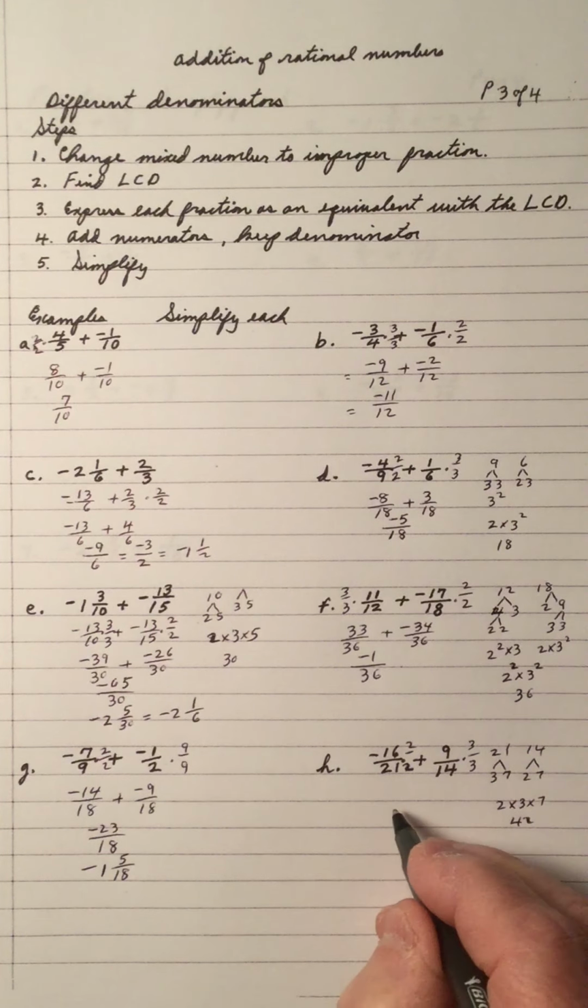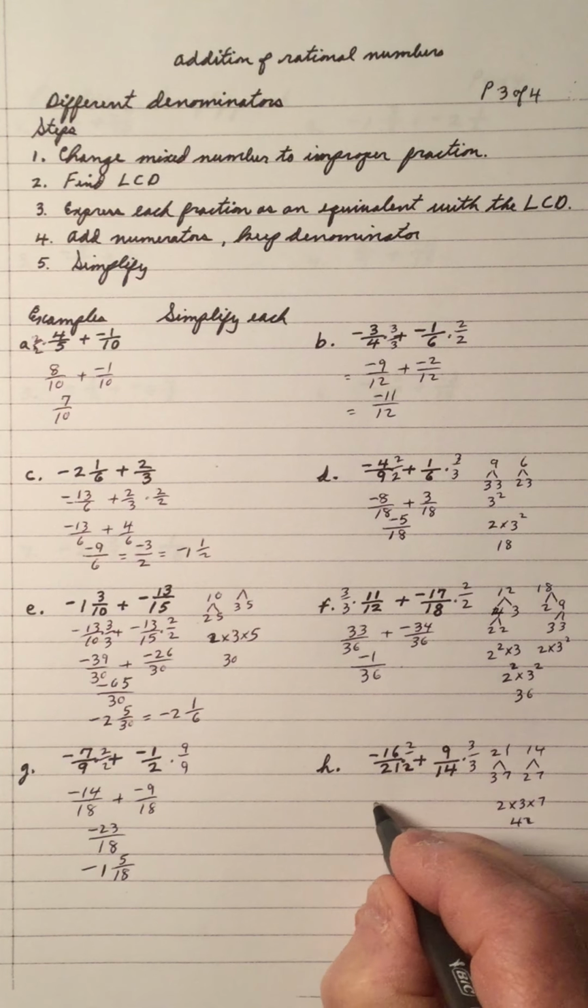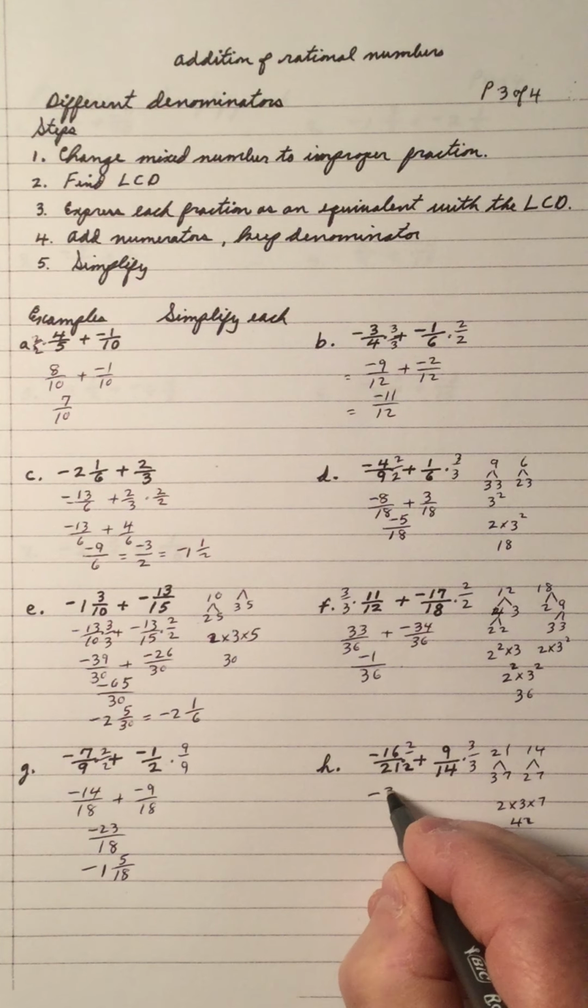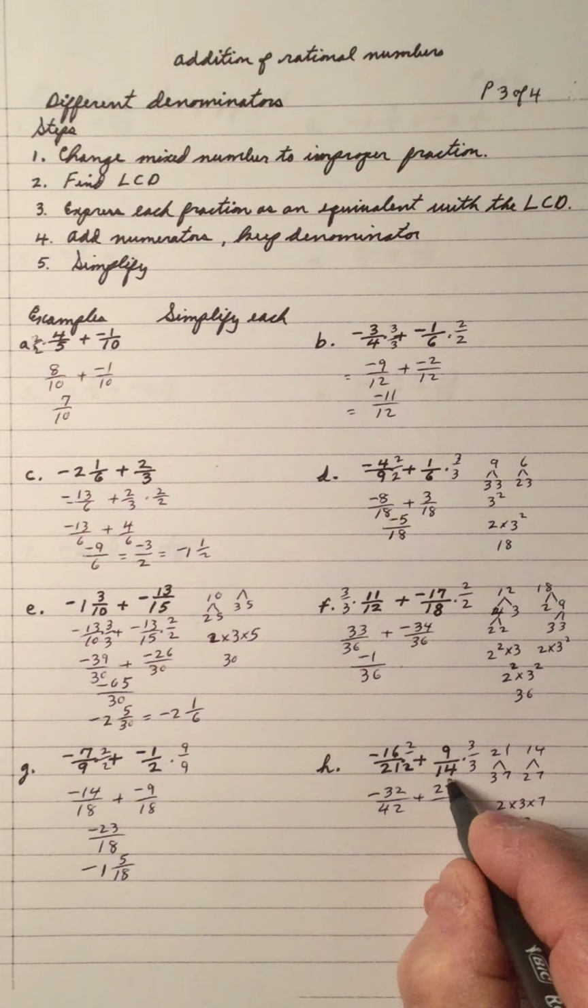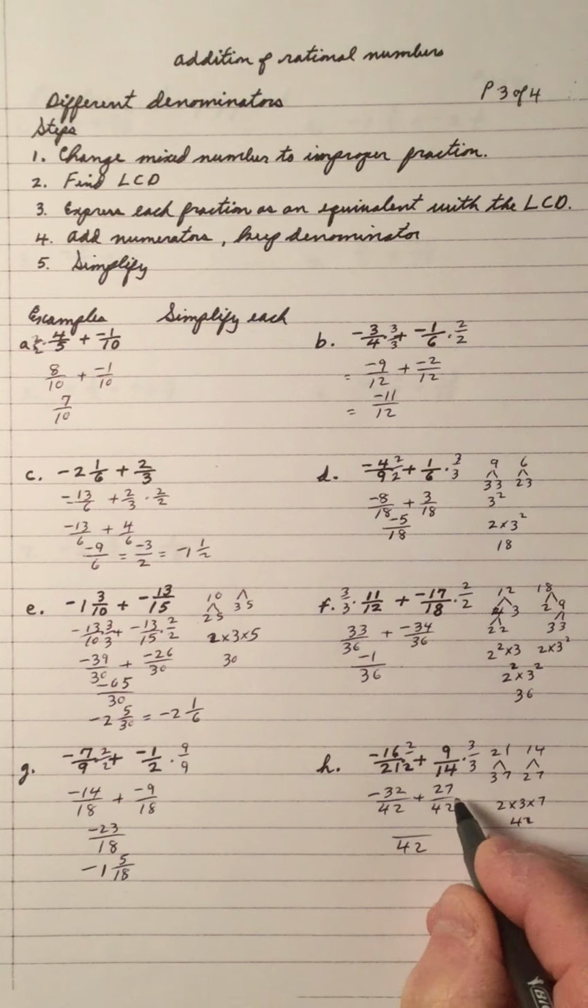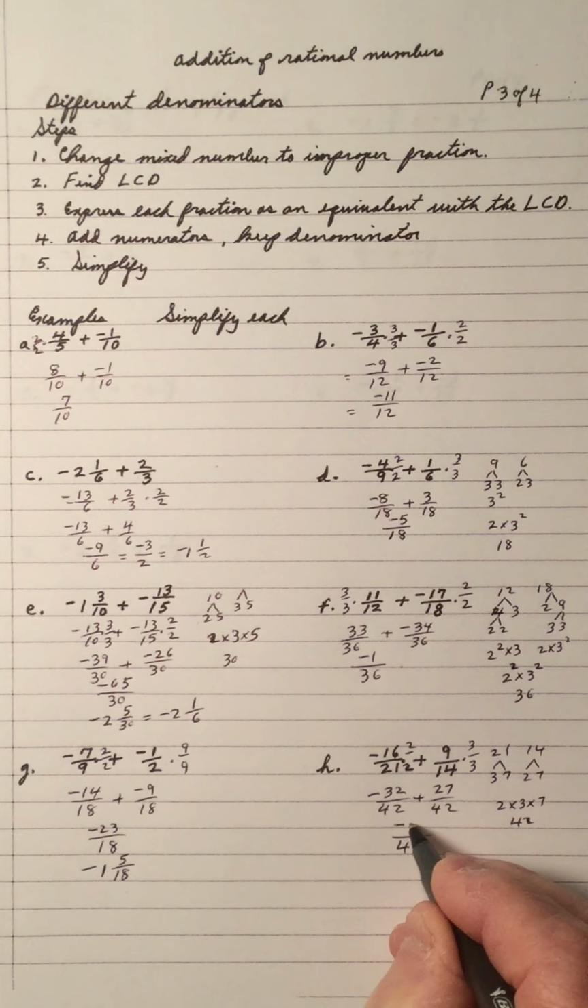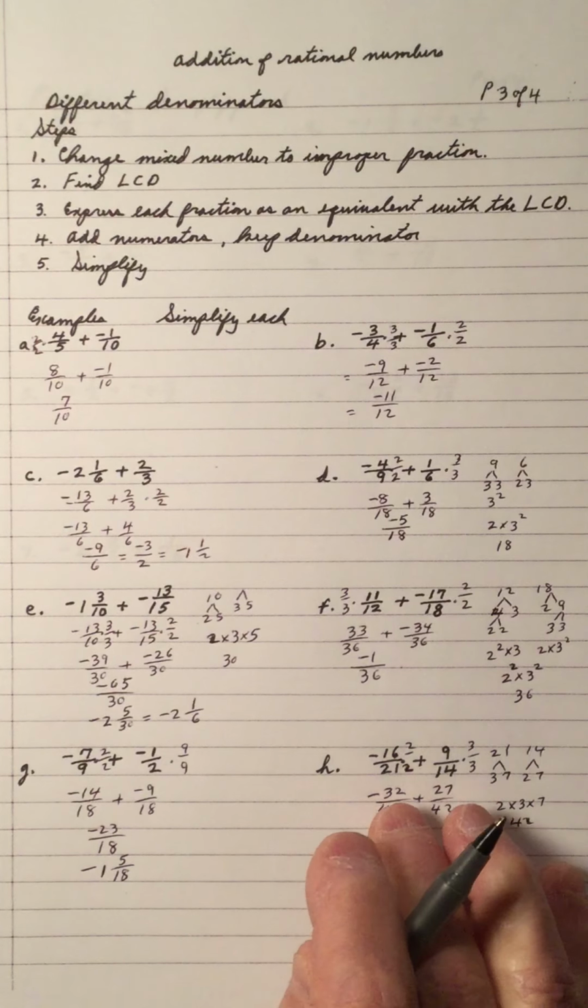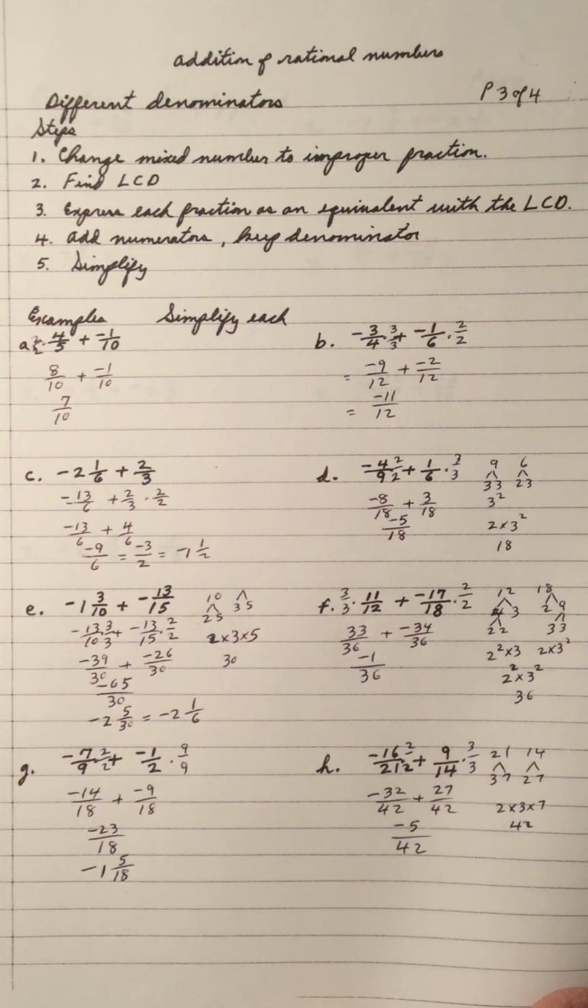Same thing. So you get a negative 16 times 2 is negative 32. 21 times 2 is 42. 3 times 9 is 27. 14 times 3 is 42. Common denominator is 42. So we add these up, we get a negative 5. Can't reduce. There's no factor in it. 5 is not a factor of 42.